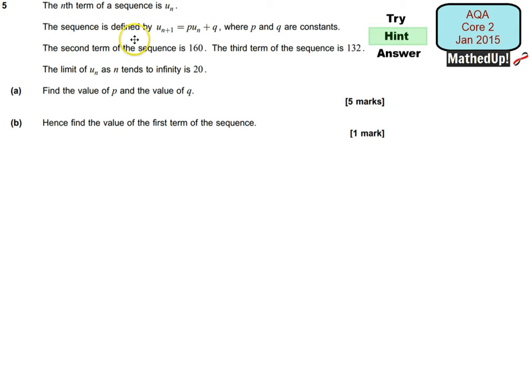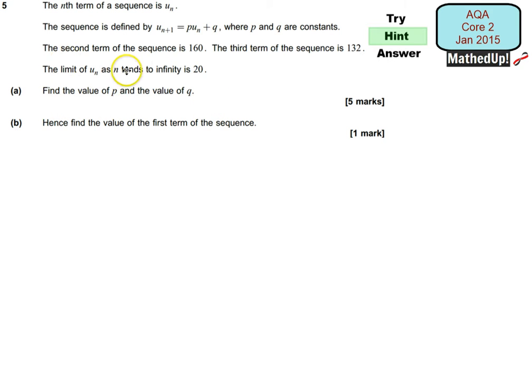The sequence is defined by un plus 1 is equal to p times un plus q, where p and q are constants. The second term of the sequence is 160, and the third term of the sequence is 132. The limit of un as n tends to infinity is 20, and for part A we need to find the values of p and q.